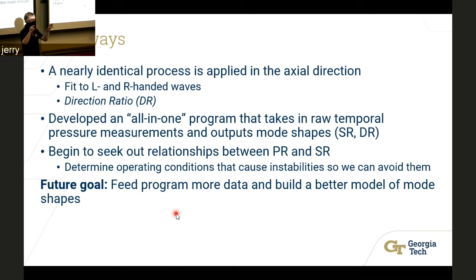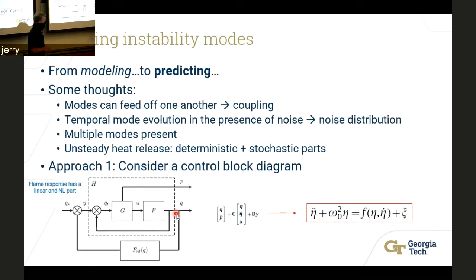Because if you can find all the times and operating conditions that your combustor is possibly going to experience hardware fatigue, then you can reduce those operating conditions in your power plant. So the next stage, which is really transitioning to the second project that I worked on, is predicting instability modes. And it's a different mindset than just modeling.